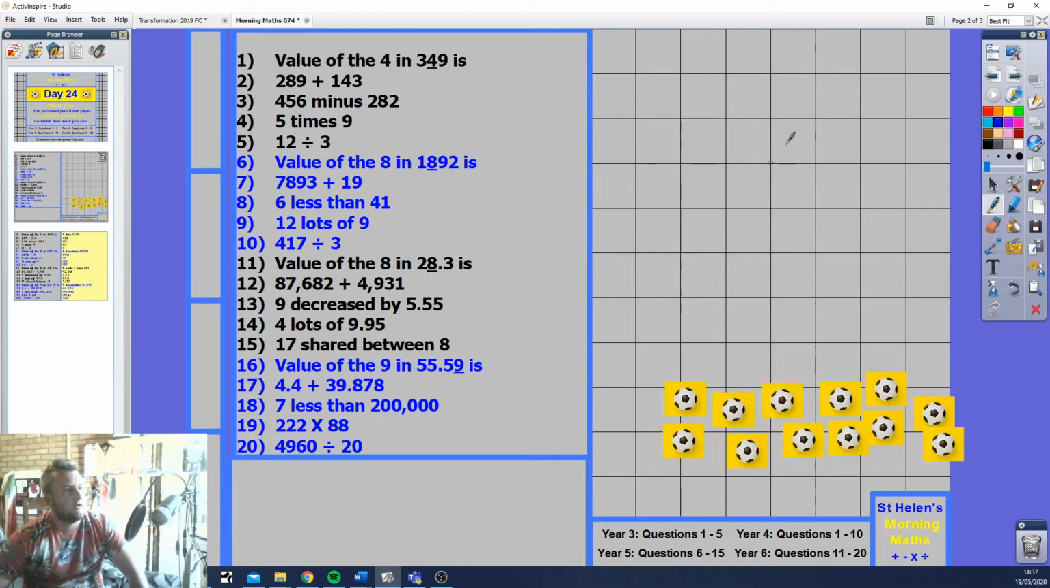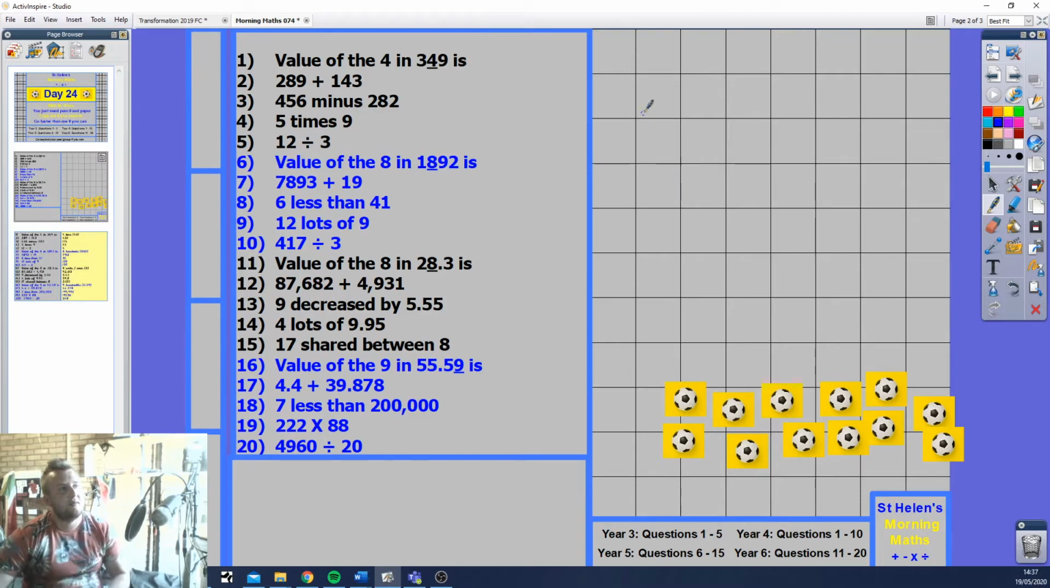And then finally, we're going to share 17 between 8 people. Okay, I can see this straight away. You share 17 between 8 people. Let's go footballs again. Can we do? No, I don't have 17 balls. Never mind. What I'll do is I'll just write here between 8 people.